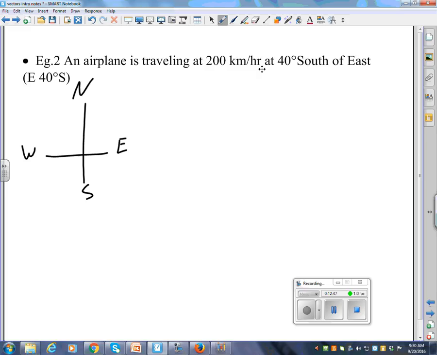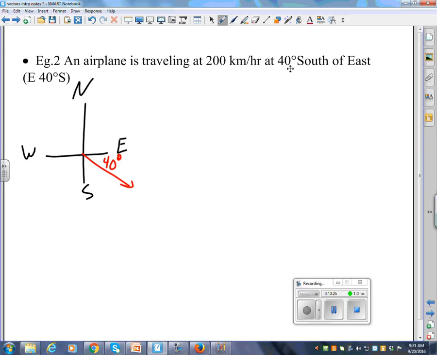So if we're talking 40 degrees south of east, which way do I look first? South of east. I look to the east, and then I go south of it. How much? 40 degrees. 40 degrees south of east. Okay, so you have to look at the last word and kind of almost go backwards. Start east, go towards the south. How far? 40 degrees.